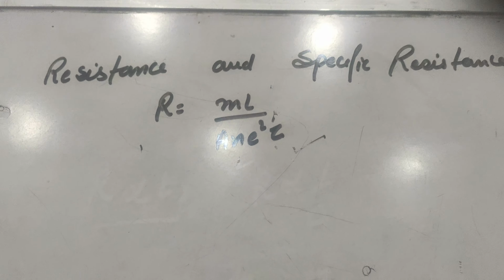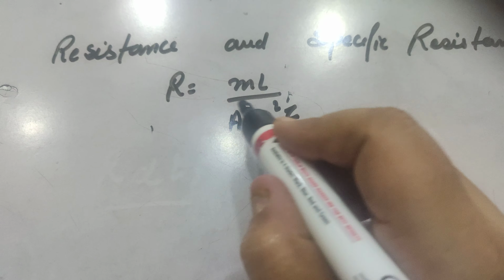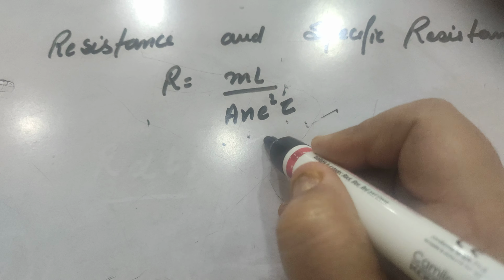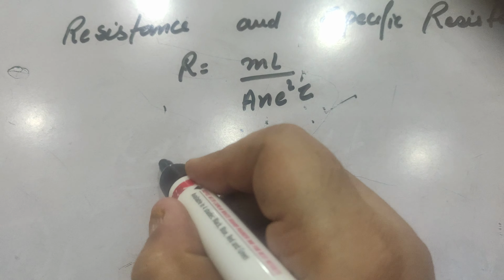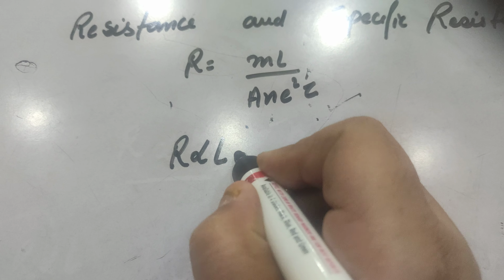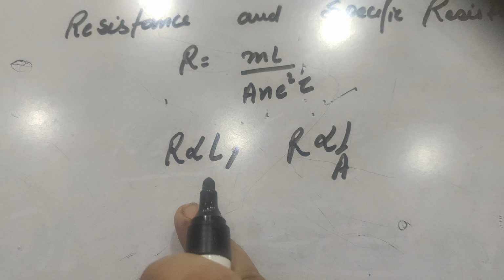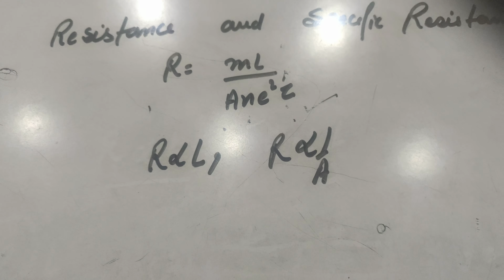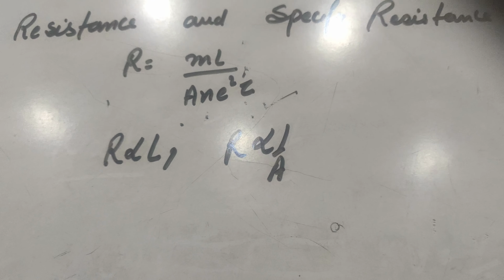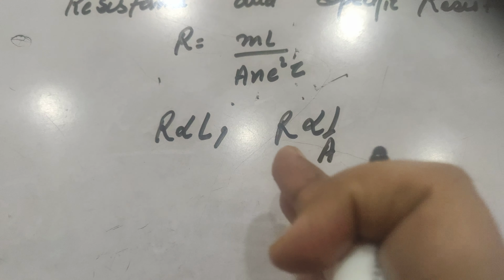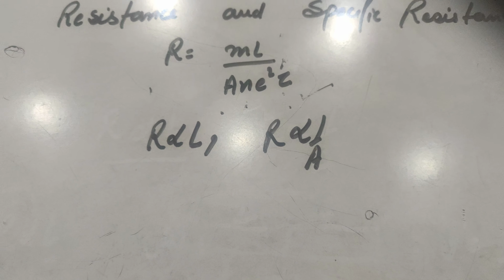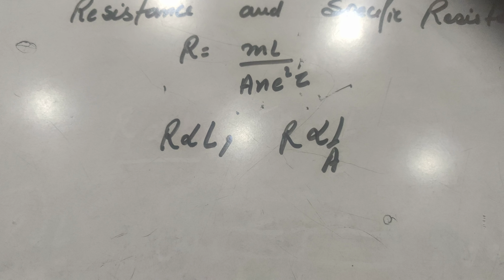We know that the resistance of a conductor is given by R = ml upon n e squared tau. So clearly R is directly proportional to length and R is inversely proportional to area. Means more length of the conductor, more is the resistance, and if we reduce the area, resistance will increase, or we say that if more is the area, lesser will be the resistance.